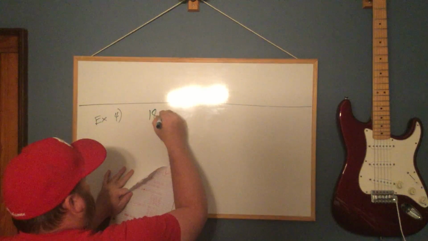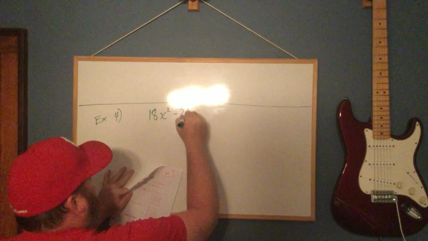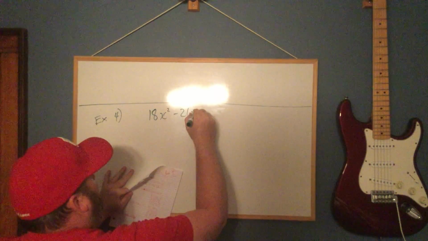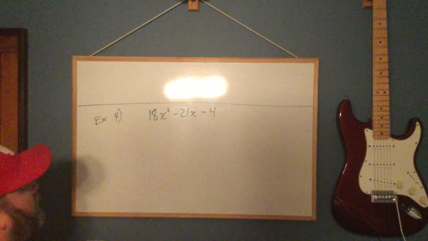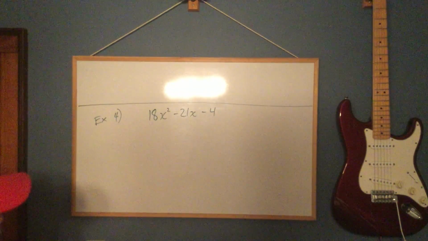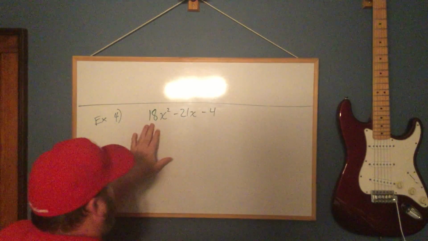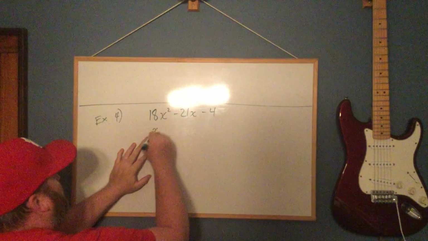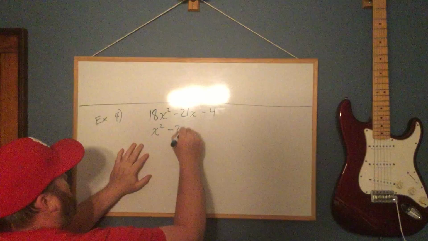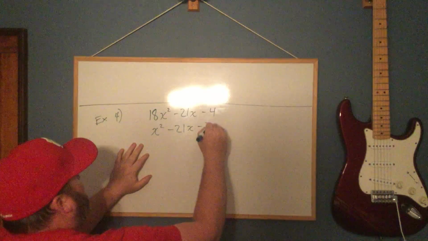18x squared minus 21x minus 4. Okay, take a times c, so 18 times 4, which would be 72. So I get x squared minus 21x minus 72.